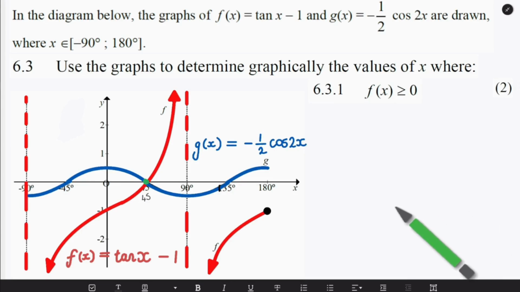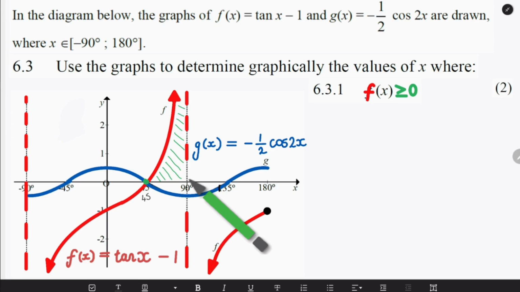In the next question, we need to use the graphs to determine graphically the values of x where f of x, our red graph, is bigger than 0, aka where is it positive? So we're going to have a look at the red graph and look where it's above the x-axis. It's above the x-axis over here in this little region. So to describe our answer, we've got to tell the teacher or the person marking our work where this little region starts and ends. So let's quickly set that up.